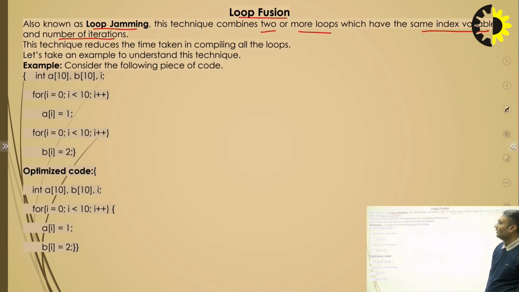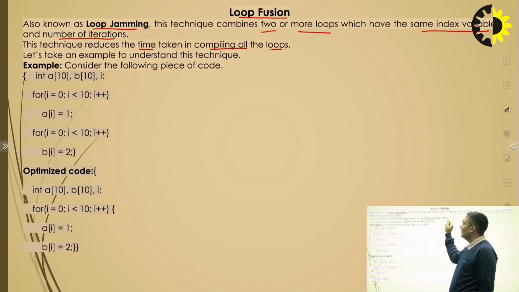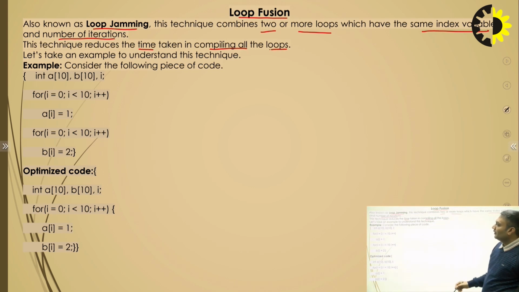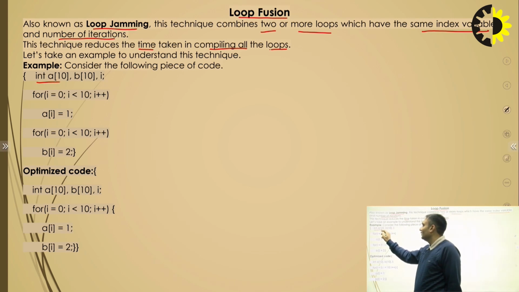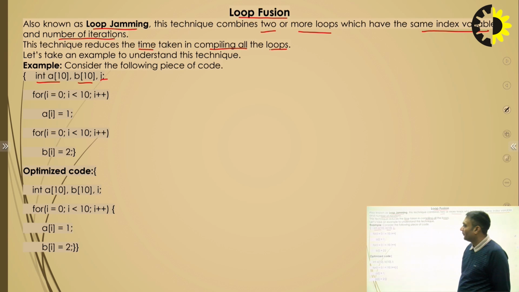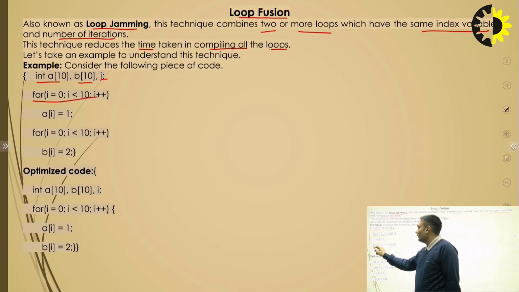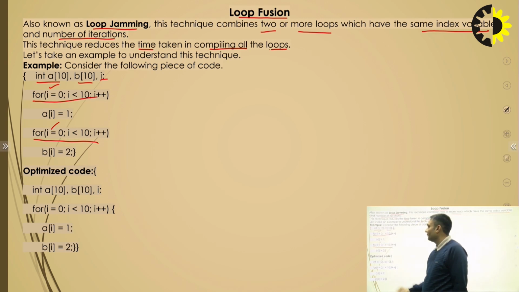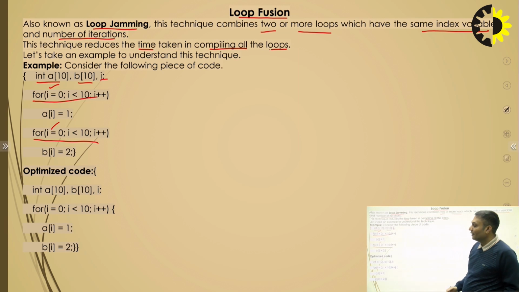In this technique we reduce the time taken by compiling all the loops. Let's understand with an example. For example, there is an array A, an array B, and index value I. There is a for loop with iteration 10. There is another for loop with iteration 10 and the same index value. Here is I, here is I. So I will just combine these two loops and my optimized code will be like this.